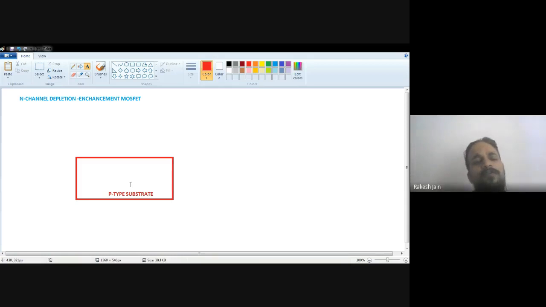So first of all, we take a p-type substrate, shown in the red color box, on which two heavily doped n regions will be diffused. Normally an n-type region is written as n, but when I use the term heavily doped, I show it by a plus sign. So n-plus regions show that they are heavily doped. So one n region is, let's suppose, this one, and the second n region is this one. Actually they are at the same distance.